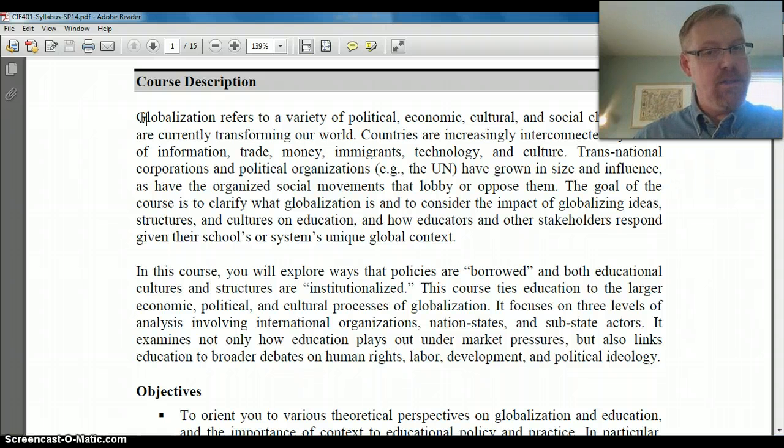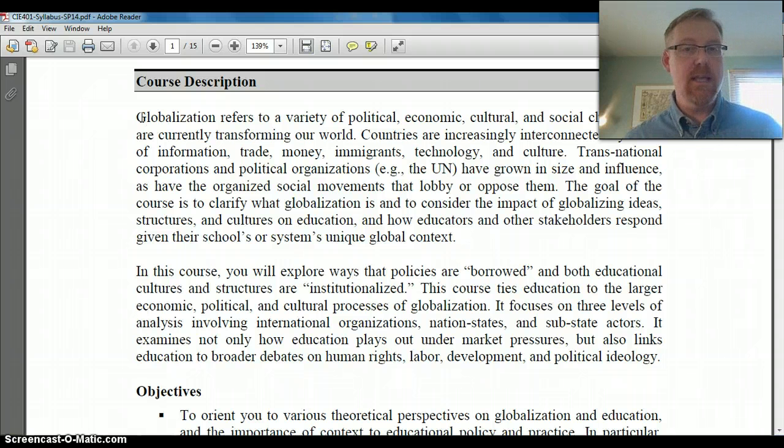The goal of the course is to clarify what globalization is and to consider the impact of globalizing ideas, structures, and cultures on education, and how educators and other stakeholders respond given their schools or systems' unique global context.